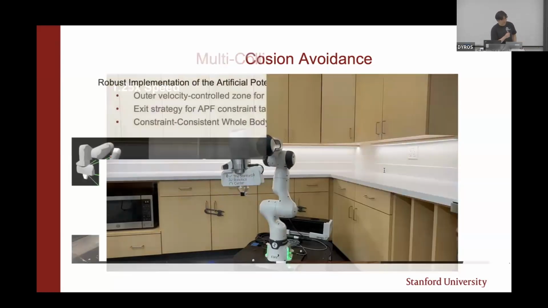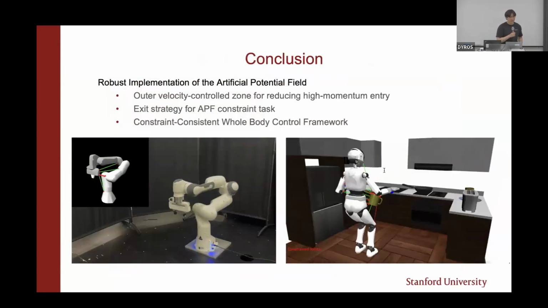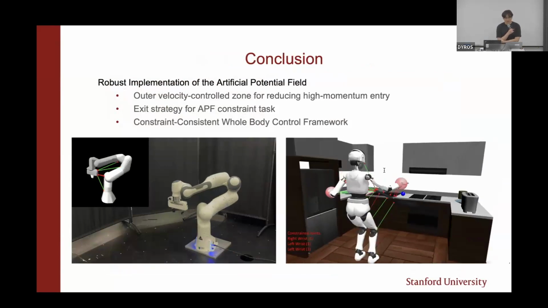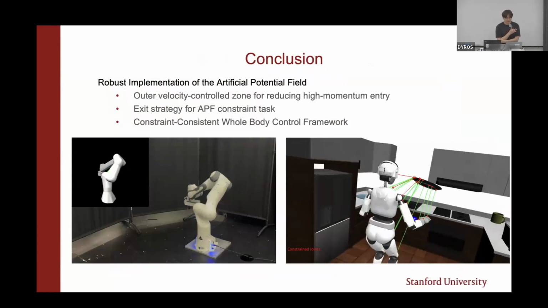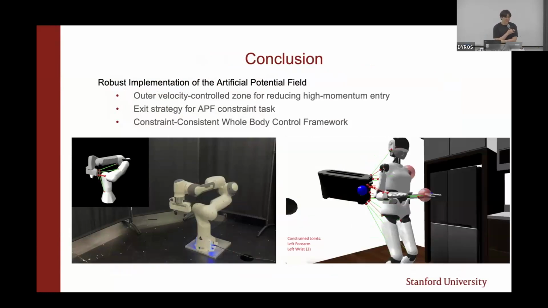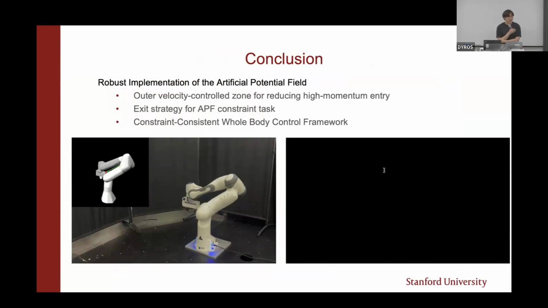Okay, cool. So that's my final slide, and in conclusion, this represents a robust implementation of the APF. First, we introduced an outer velocity control zone for reducing high momentum entry. Second, we designed an exit strategy for departing obstacles. And finally, we integrate everything within the constraint consistent whole body control framework.